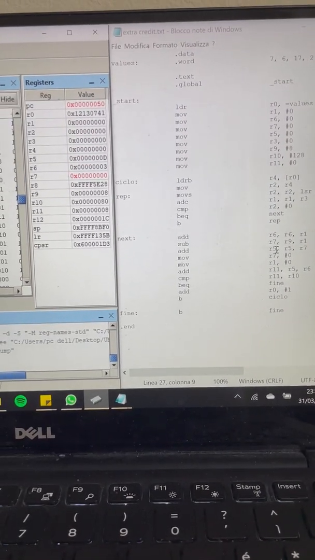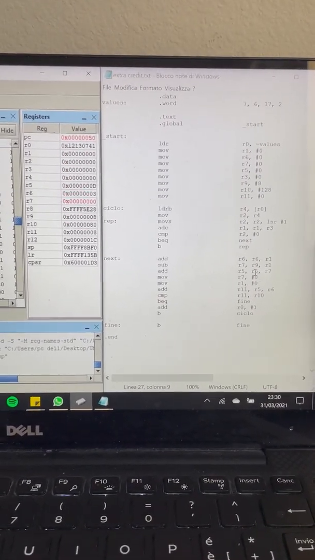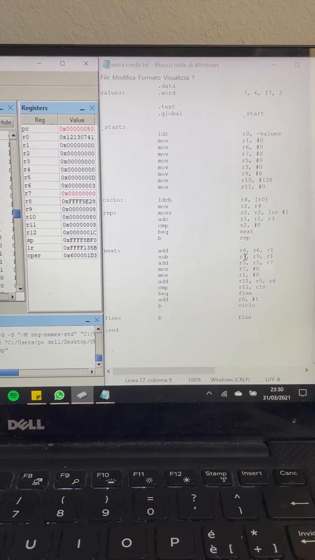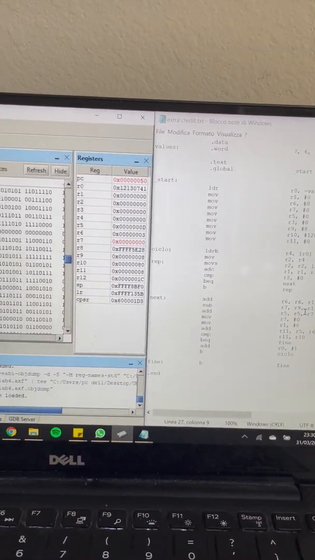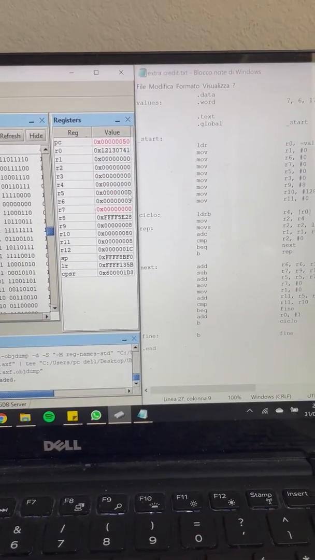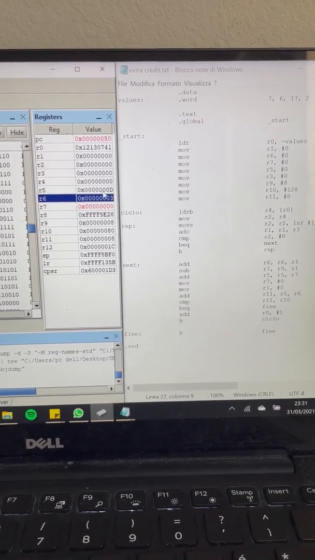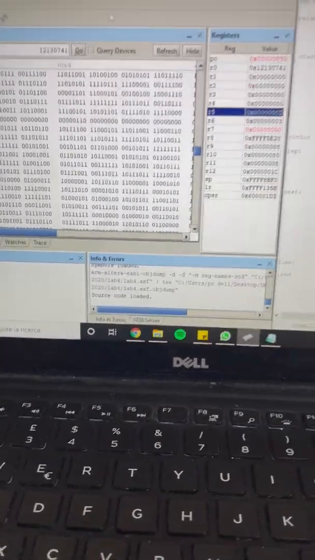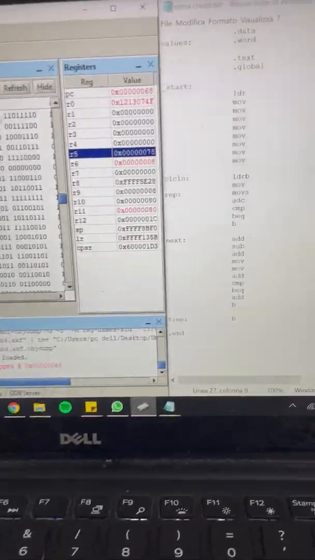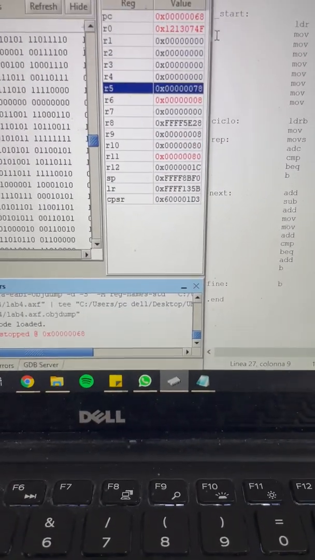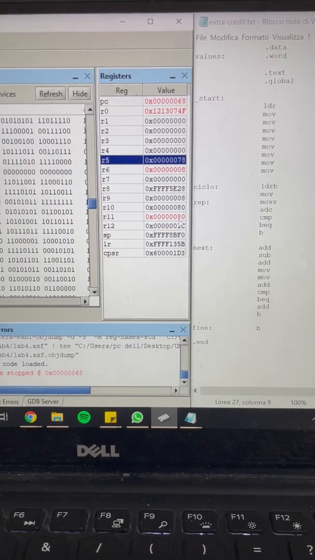So R5 will now be whatever was in R5 before, which was 5, plus R7, which is now 8. Together, it's 13, which is hexadecimal for D. So we can see R6 was never updated and R5 was. So now we can just go through the whole thing, stop it. And now we can see that R11 is storing 80, which is hexadecimal for 128.